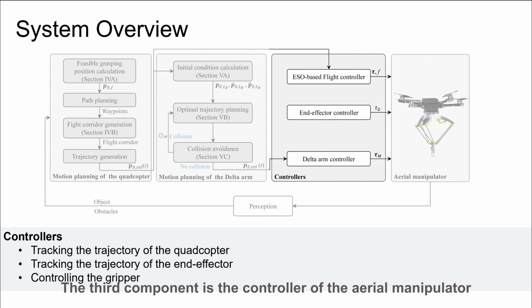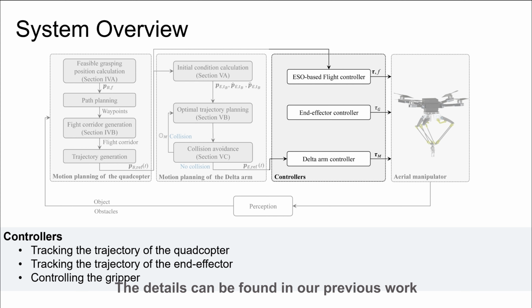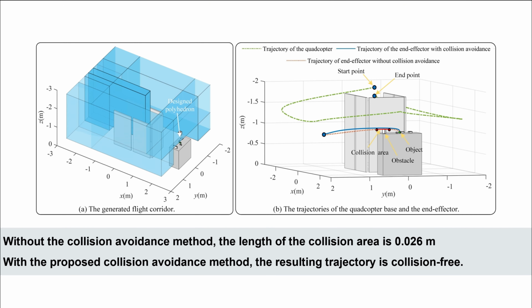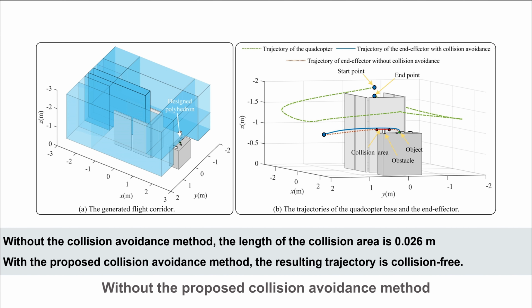The third component is the controller of the aerial manipulator. The details can be found in our previous work. In the collision avoidance task, the effectiveness of the proposed method is validated. Without the proposed collision avoidance method, the length of the collision area is 0.026 meters. With the proposed collision avoidance method, the resulting trajectory is collision-free.